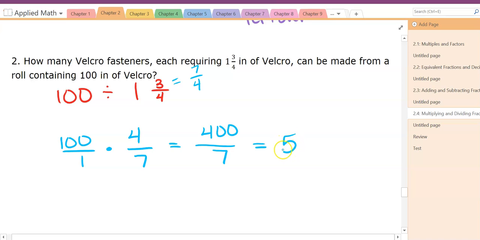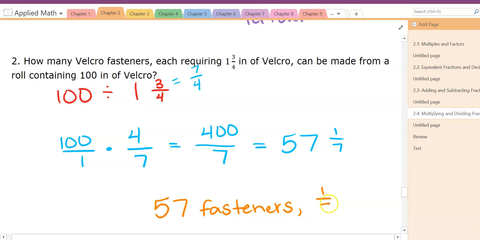So this would be if I switch it back. So how many can I make? 57. Well, I probably don't want to do a 7th though, because that's not going to do me any good. So that 1/7 is going to be called waste.